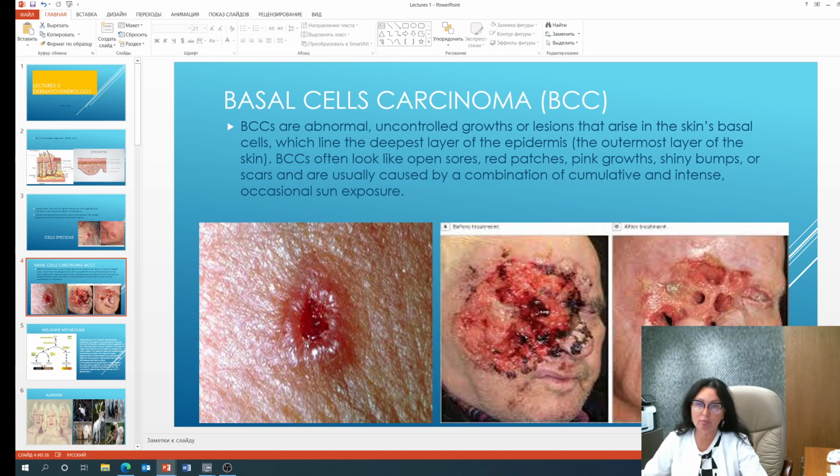Basal cell carcinoma often looks like open sores, red patches, pink growths, or shiny bumps or scars. It is usually caused by a combination of cumulative and intense, occasional sun exposure in exposed areas. It grows in a horizontal layer, destroying a lot of tissue, but it very rarely metastasizes.